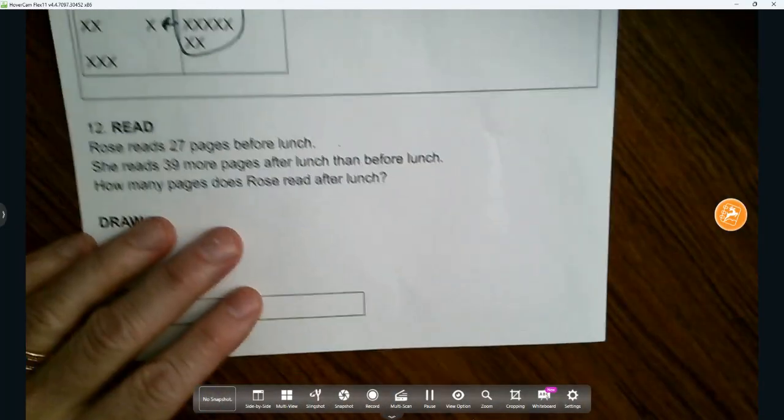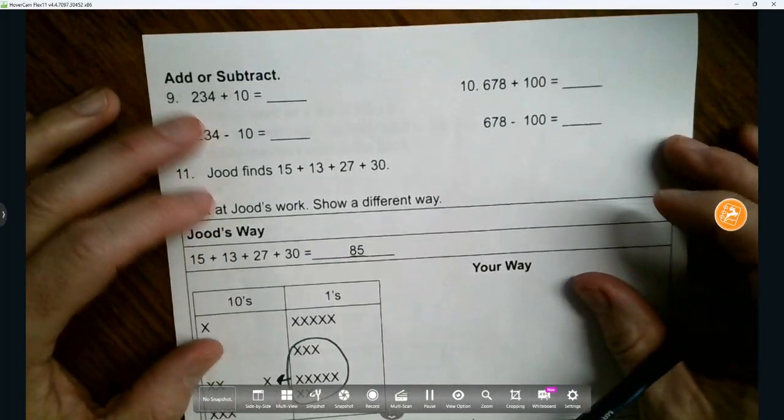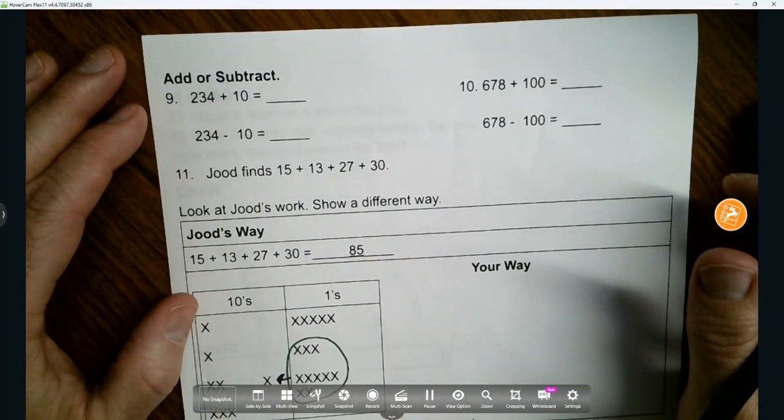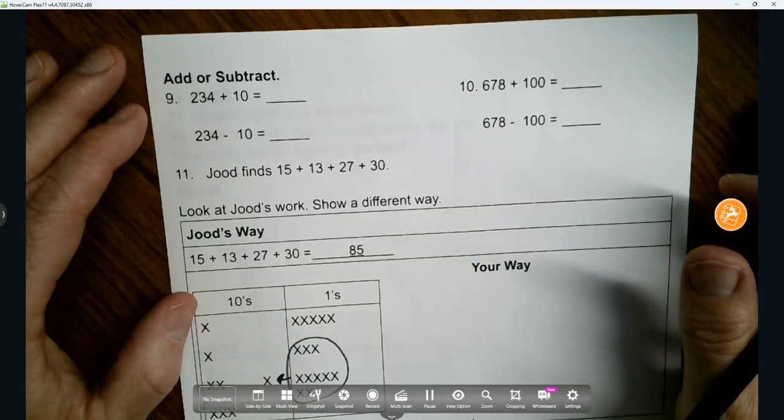Oh, there's nothing on the back. Woohoo! I'm just joking. There's another page. You got excited. All right, this says add or subtract. Make sure we're watching what we're doing.